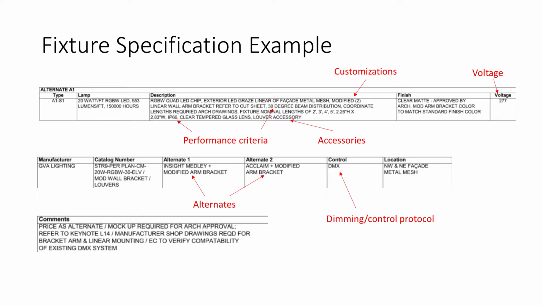Sometimes they also include alternates, more often than not. So in this case, we see our competitors on here, Insight and Acclaim. So Insight and Acclaim are, for example, 2 more budget competitors compared to ours. And there's also notes about dimming protocol to be used for control.